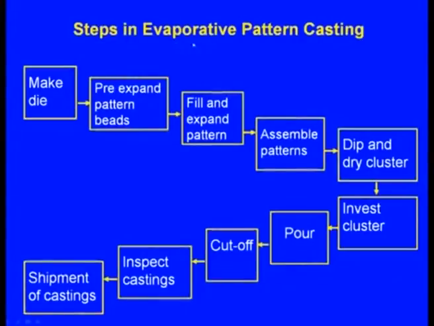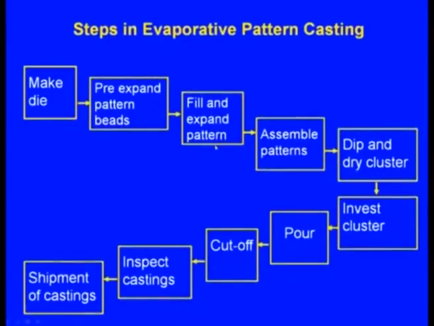Now, these are the steps involved in the evaporative pattern casting process. The first step is to make the die. The second step is to pre-expand the pattern beads. Next, fill and expand patterns. The third step is to assemble patterns. The fourth step is to dip and dry the cluster. We have to make the ceramic slurry, and in that ceramic slurry, the assembly or the pattern will be dipped and clustered.